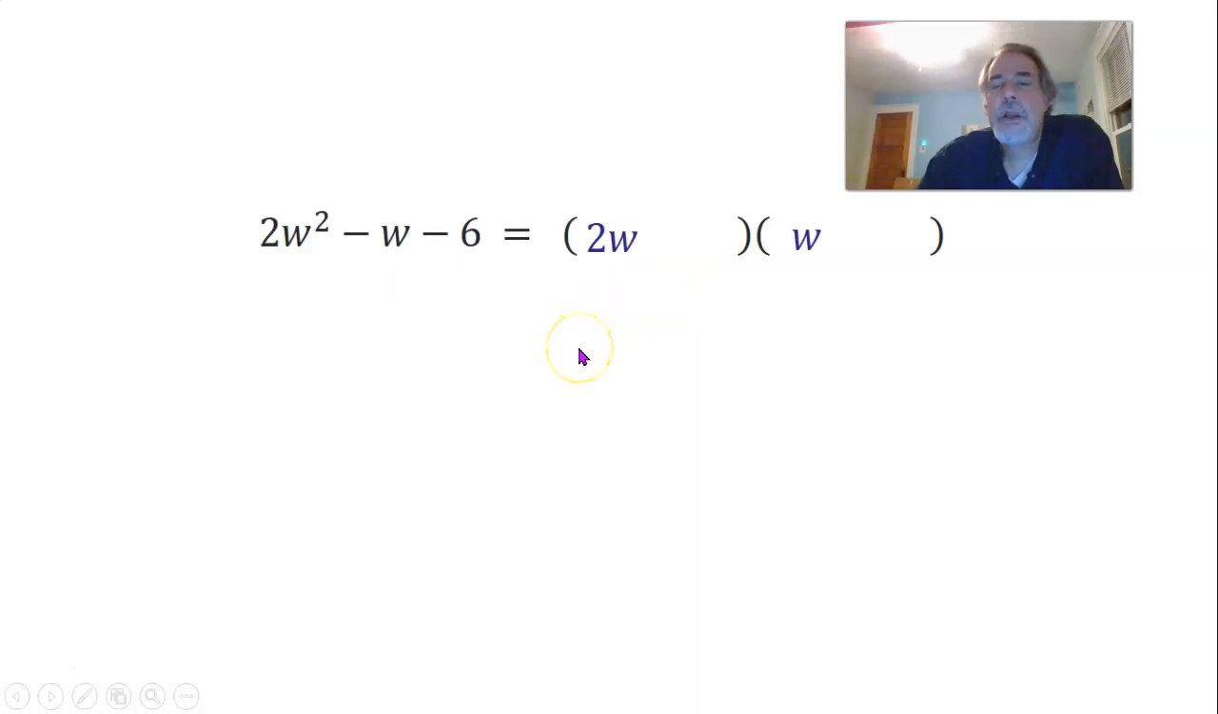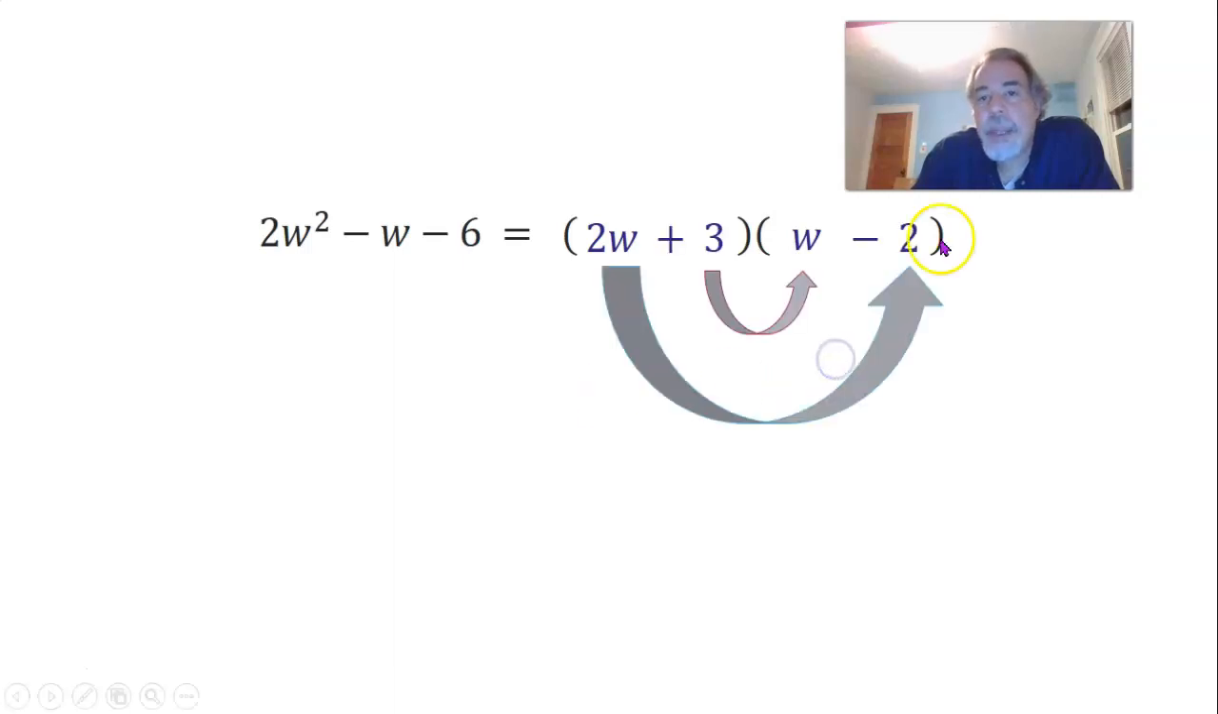So if you want to pause the video and think about it, try to figure out this puzzle for yourself. Figure out what actually does work. You can. And now I'm going to give you the answer. Put a plus 3 here and a minus 2 here. 2w plus 3 times w minus 2. The plus 3 times the minus 2 does give you the minus 6. And this way, outside we get minus 4w. Inside we get plus 3w. And if you combine those, they do add up to a negative 1w, or just a minus w. So that is the correct answer.